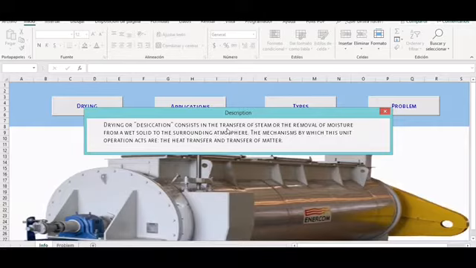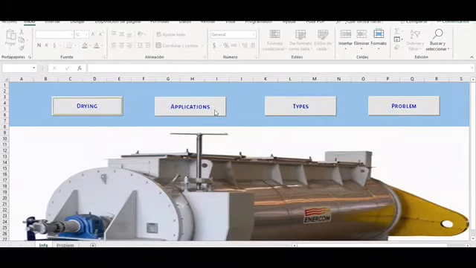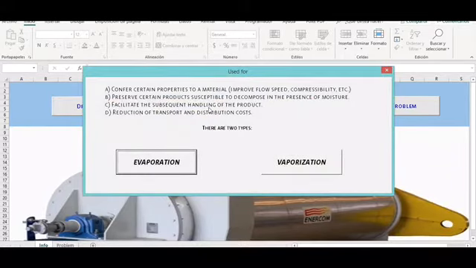is a transfer of steam or the removal of moisture from a wet solid to the surrounding, and this mechanism is made by the heat transfer and transfer of matter. And then the second button is the applications. They're pretty used for conferring certain properties to a material, to preserve certain products, or to facilitate the subsequent handling of the product, and also for reduction of transport and distribution costs.